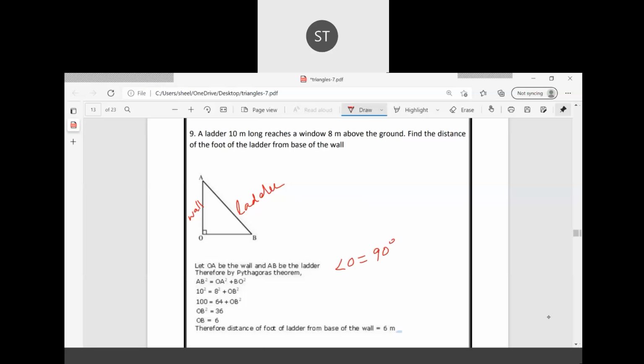Now, what is the distance OB that we have to calculate here? Just apply the Pythagoras theorem. What is the length of the ladder? Length of the ladder is 10 meters, and the ladder reaches a window 8 meters from the ground, so OA equals 8. It's a Pythagorean triplet, 10, 8, 6, so the answer is 6 meters for the distance of the foot of the ladder from the base of the wall.